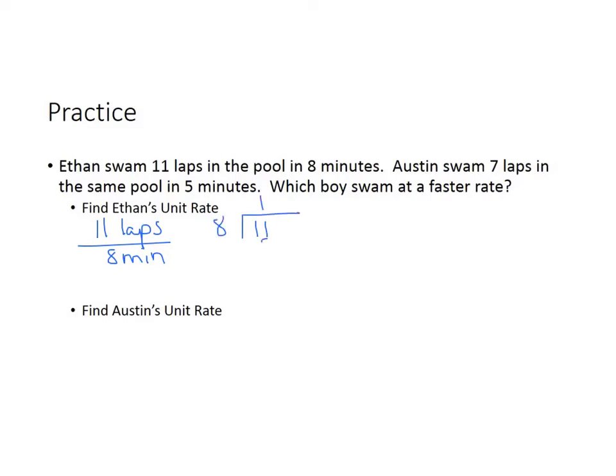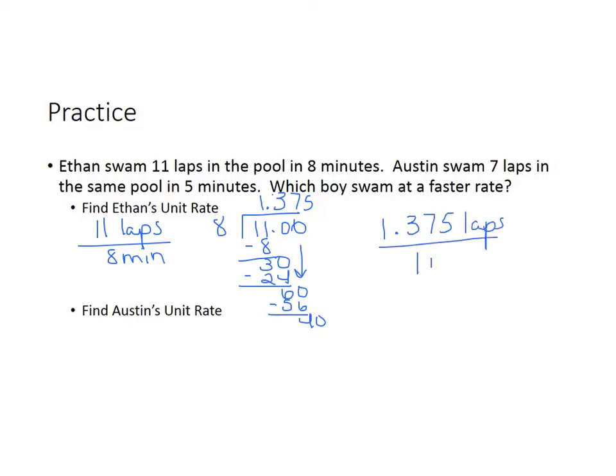8 goes into 11 one time. 0, bring it down. So 8, there's the decimal. 8 times 3 is 24. Bring down the 0. 7, 56, 40. So 1.375. So for every minute, he swam 1.375 laps.